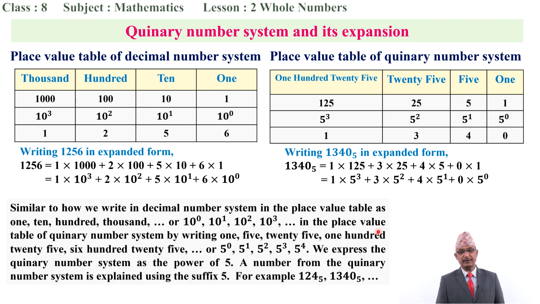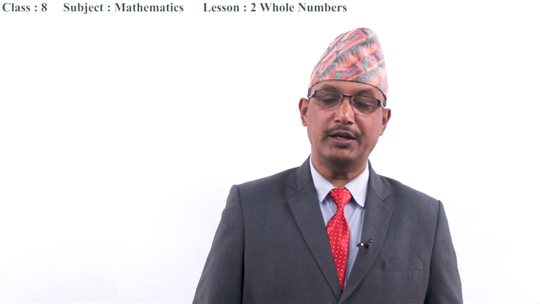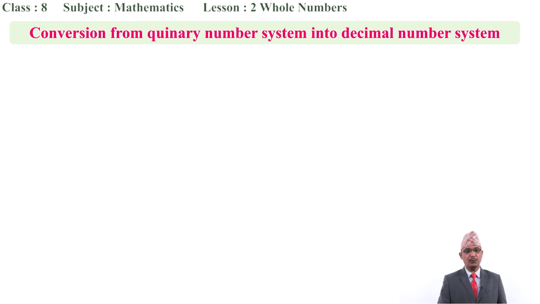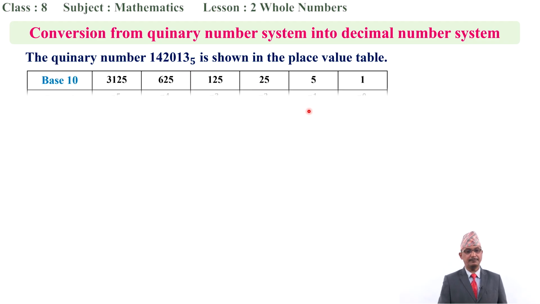Now we are going to study how to convert a quinary number into a decimal number. It is exactly like how to convert a binary number into a decimal number. Look here. Conversion from quinary number system into decimal number system. In the quinary number system, we have 142013. Here the base is 5 because it represents the quinary number system, as shown in the place value table.